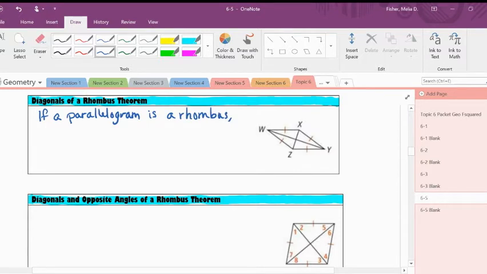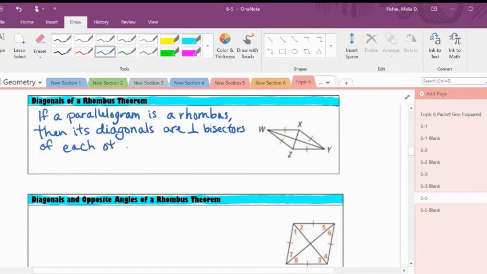then its diagonals are perpendicular bisectors of each other. That means they are both cut in half. So this piece will equal this piece, and this piece will equal this piece.